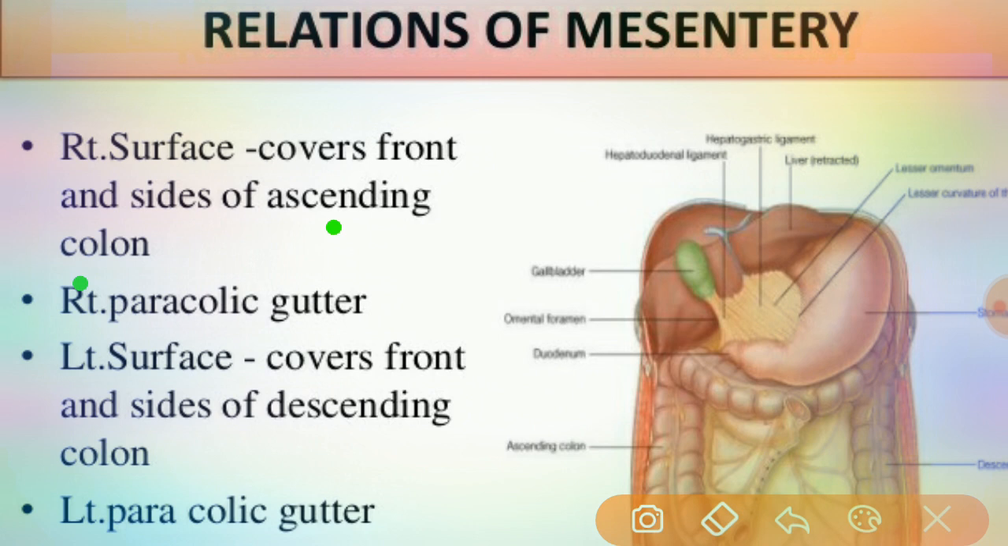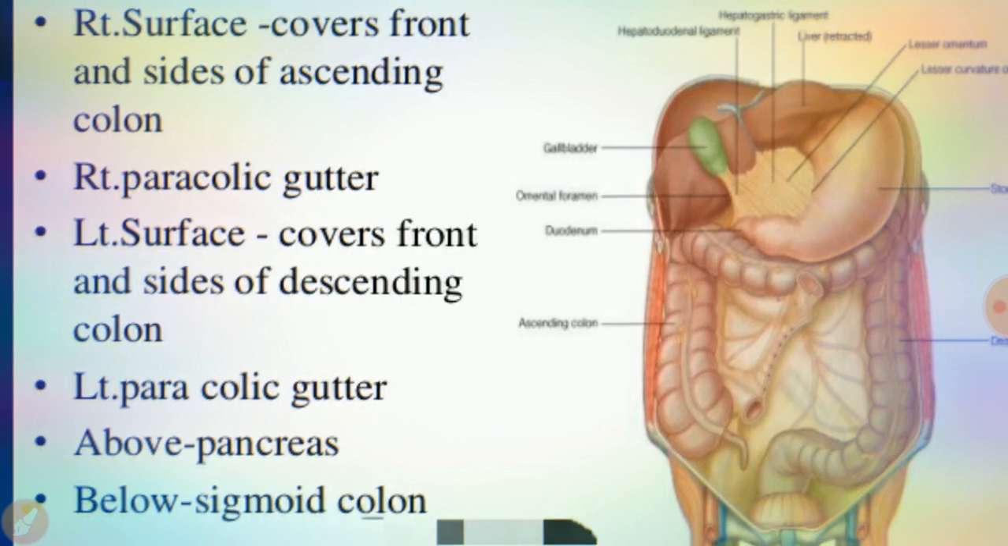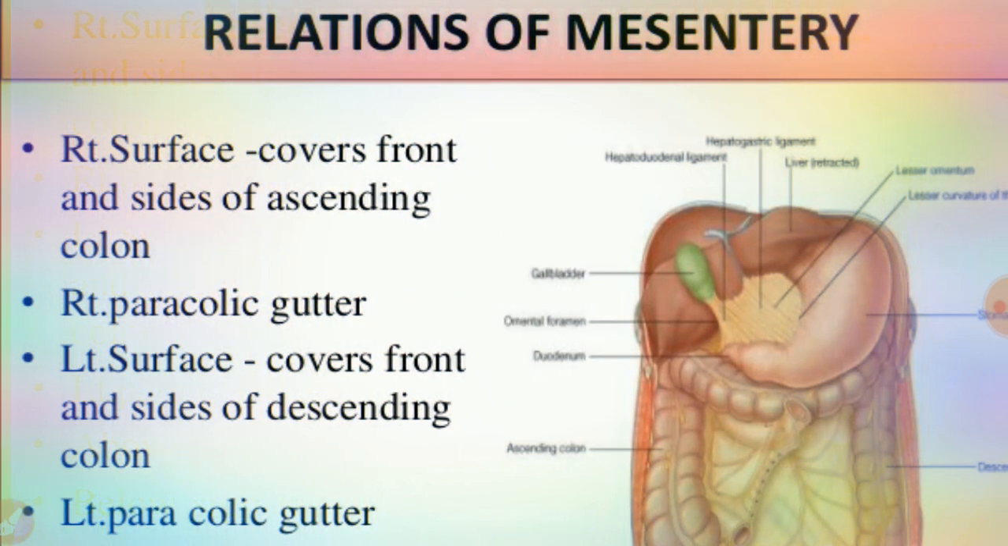Coming to the left surface, it covers the front and sides of the descending colon. On the left surface, it is having the paracolic gutter, and above there will be the presence of the pancreas, and below there will be the presence of the sigmoid colon. These are the relations of the mesentery.